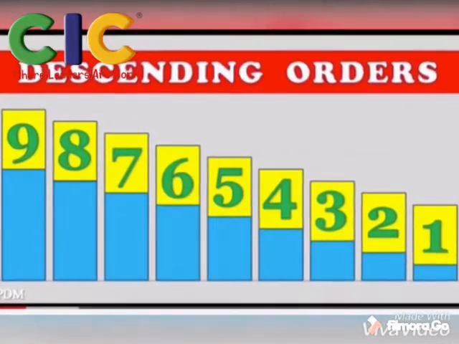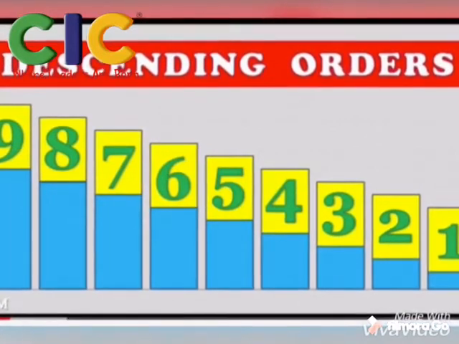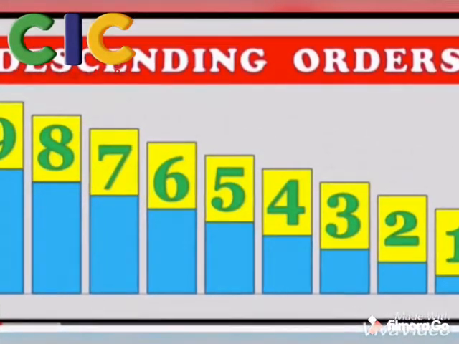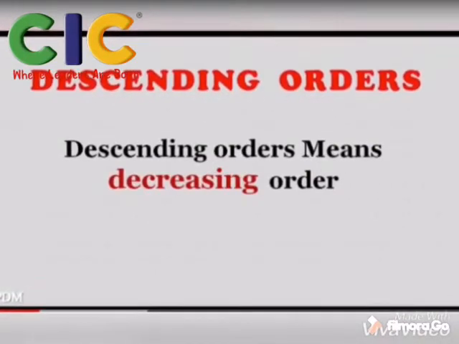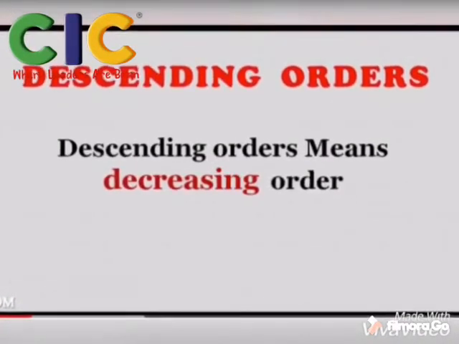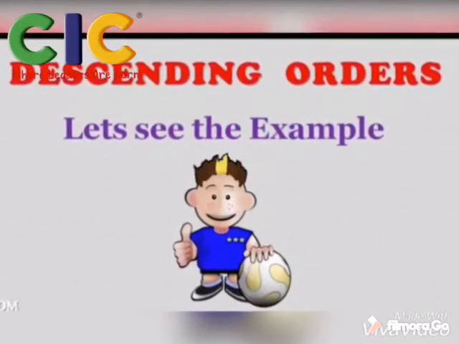Okay, next, descending order. Biggest to smallest. Descending order means decreasing order, or decreasing numbers. Let's see the example.